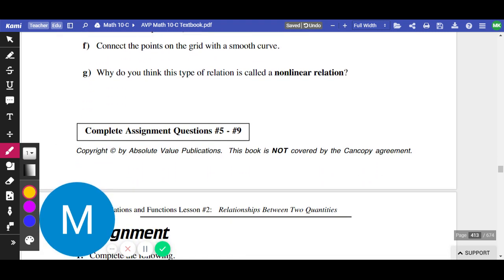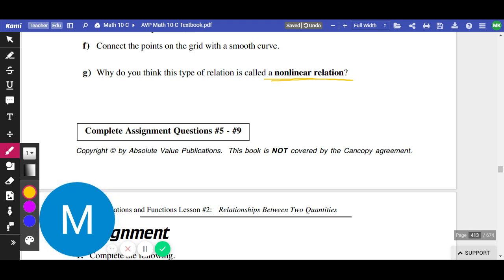The last question, why do you think this type of relation is called a nonlinear relation? Okay, so there is a more particular name for that type of graph. That's more next year. We just call it nonlinear. That's how we refer to it. The reason we call it nonlinear is because it has a curve in it. Okay? When it has a curve in it like that, we say it's a nonlinear function.